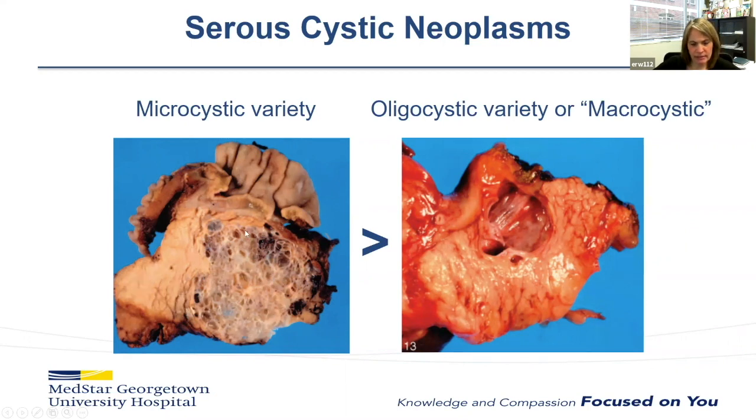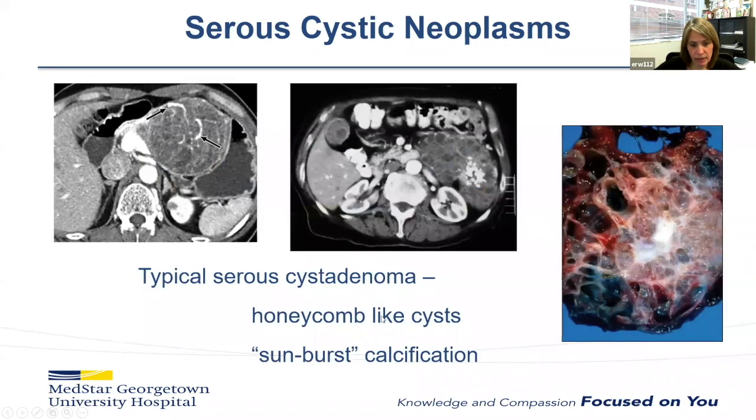You can see, obviously, this is the sponge-like or honeycomb-like appearance, and then the more problematic for us, but more rare variant, the oligocystic variety or macrocystic. This is because this looks much more like other cysts, either MCN or side branch IPMN. But it's important to remember that this appearance can be a serous cystic neoplasm as well. These are the typical radiographic appearance. I put this because this is a common ABSITE, or at least was a common ABSITE question about the sunburst pattern of calcifications, well illustrated here, and really the honeycomb-like pattern of these cysts in general.